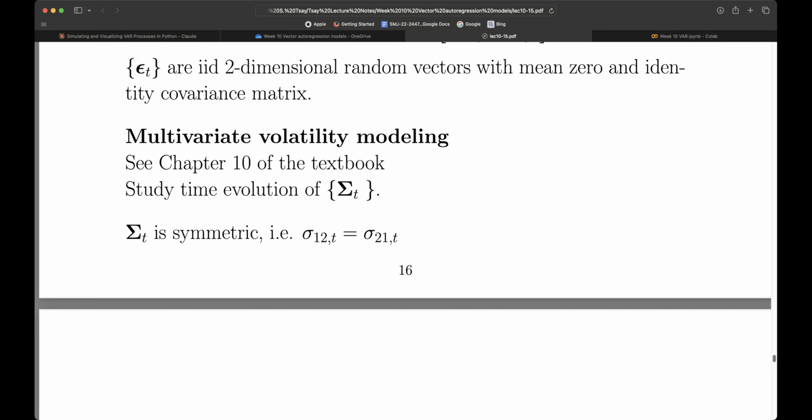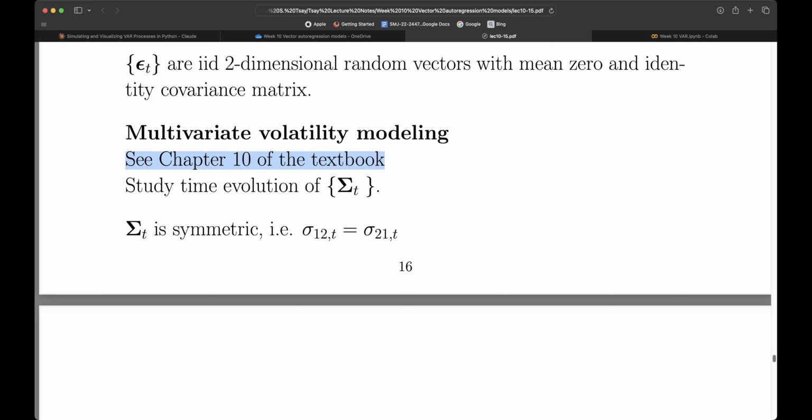Next, let's cover multivariate volatility modeling. This is an advanced topic, so we will just go through the material without Python coding. See chapter 10 of the textbook, a very good textbook. We study the time evolution of the covariance matrix.